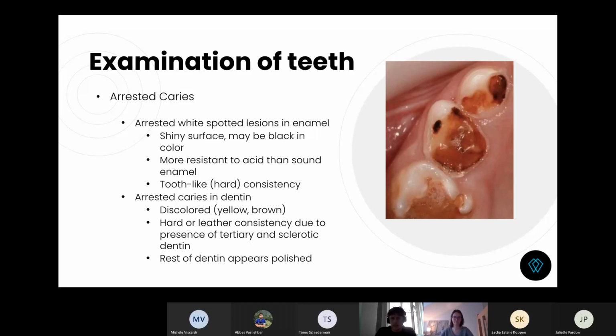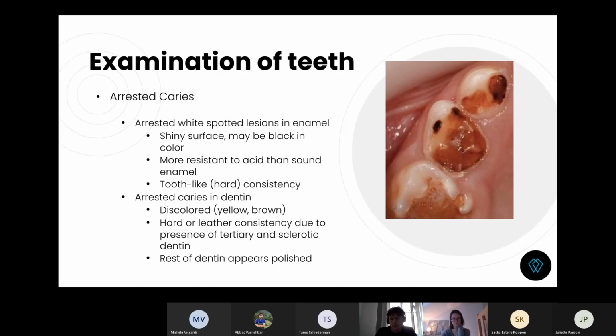And the arrested caries in dentine is usually brown and yellow and has a leathery consistency due to the presence of tertiary and sclerotic dentine. This is what you see on the picture here, the arrested caries in dentine. The arrested caries does not have to be restoratively treated because it is arrested. That means the oral hygiene of the patient has improved, the dental tissue got remineralized, and the caries disease is not further progressing.